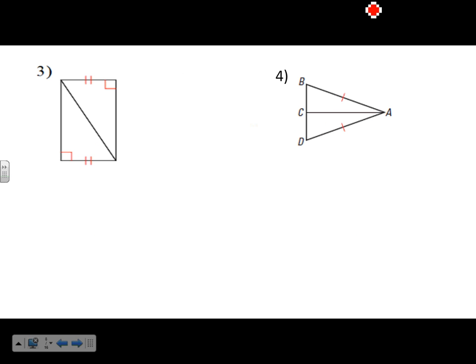Let's look at number 3. So again, we have the right triangle, right angles. We have this leg, and then the hypotenuse is this. So yes, they are congruent by hypotenuse leg.